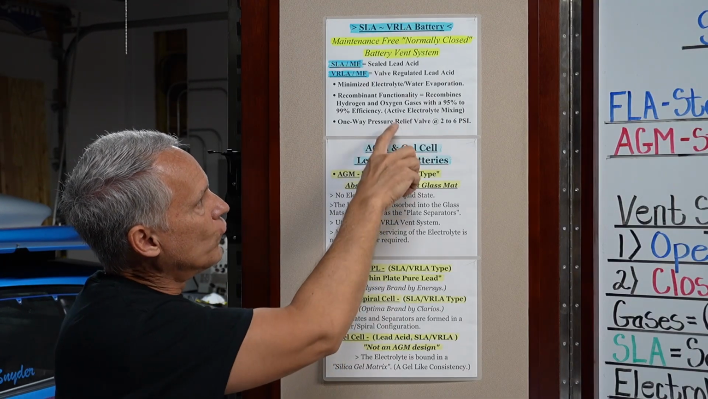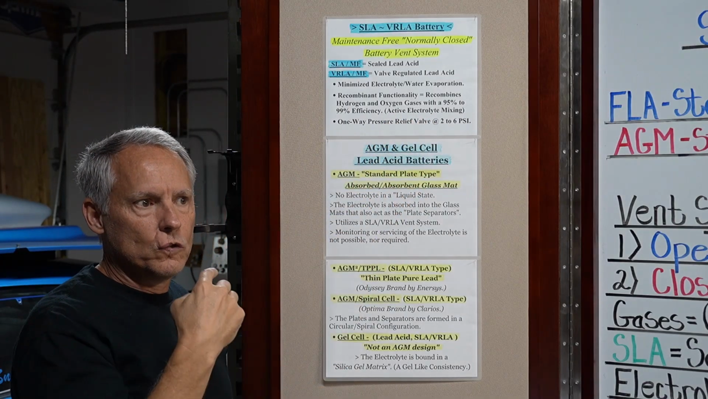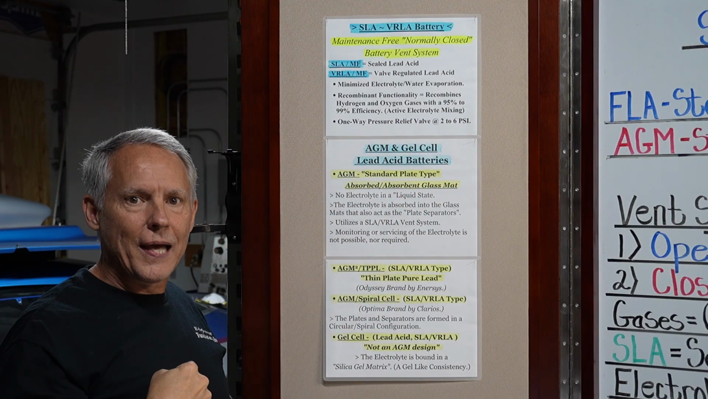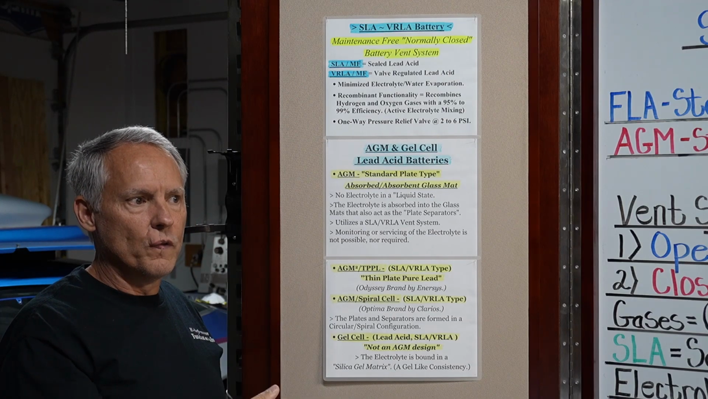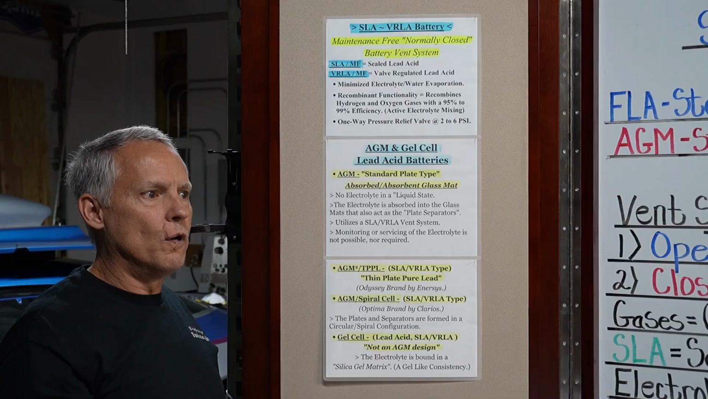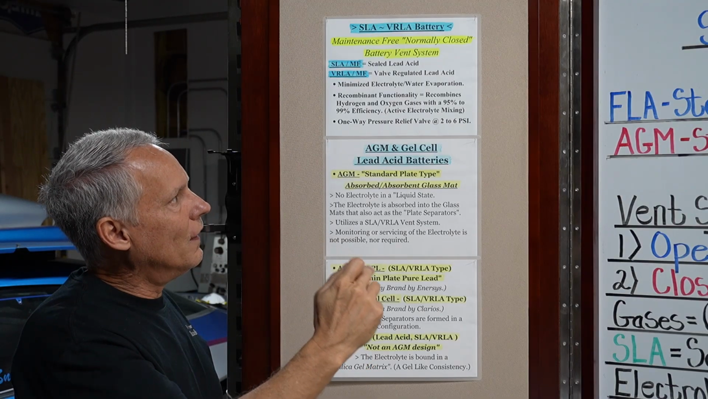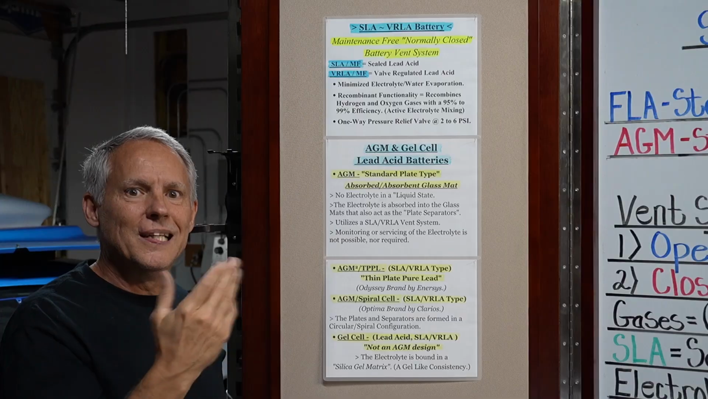That's also known as active electrolyte mixing. So it actively mixes the sulfuric acid and the water in the battery. So the venting system is not just to keep the gases from escaping, but also to actively mix the electrolyte, because it needs to be mixed.